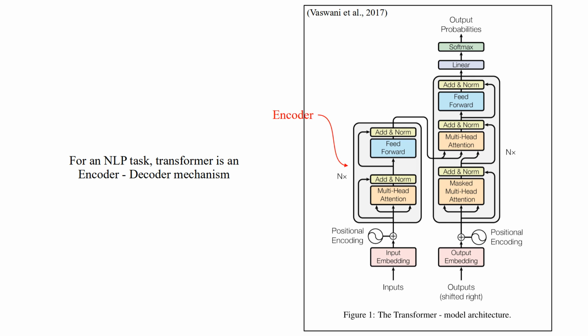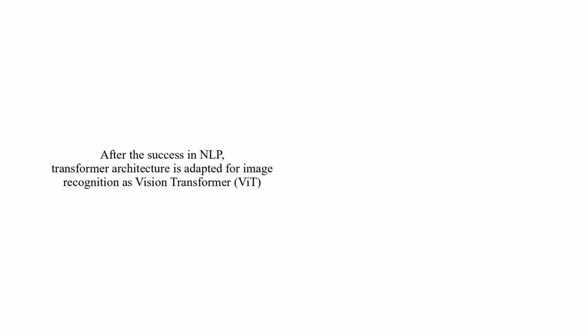Encoder is the left part, and decoder is the right part. Note that in transformer architecture, convolution is not used at all. After the success in NLP, transformer architecture is adapted for image recognition as Vision Transformer.